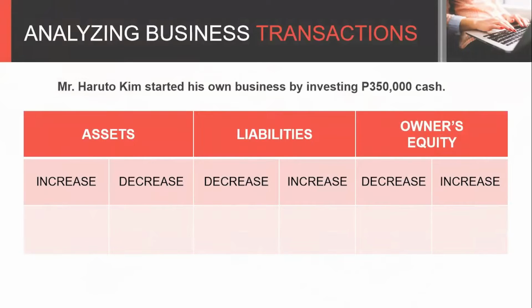Now, let's determine the effect of the transaction. There will be no effect when it comes to liabilities. And since the business receives cash, it means assets will increase. The capital will also increase because the amount received by the business represents the investment of the owner. We can now see that the accounting equation is balanced.